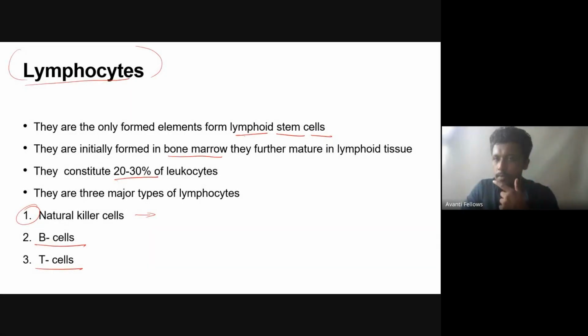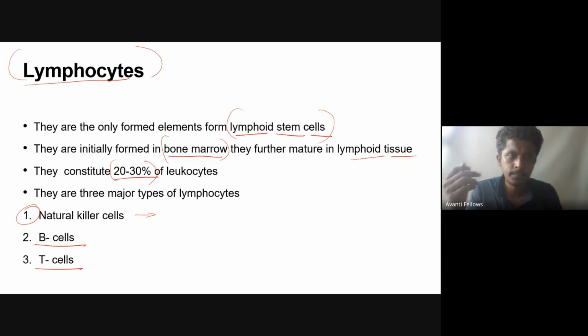Okay. So we're talking about lymphocytes. I told you that lymphocytes are formed from lymphoid stem cells, and they're formed in bone marrow, right? And they go on to mature in different lymphoid tissues. We'll understand how they mature and how they function in the later sessions in the 12th class. But if you see, they constitute about 20 to 30% of the leukocytes, that is WBCs.